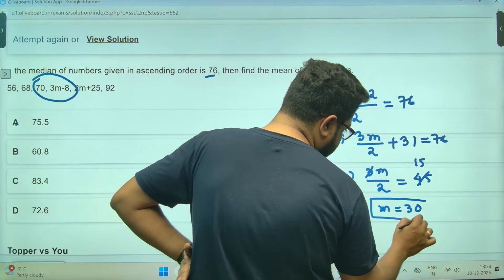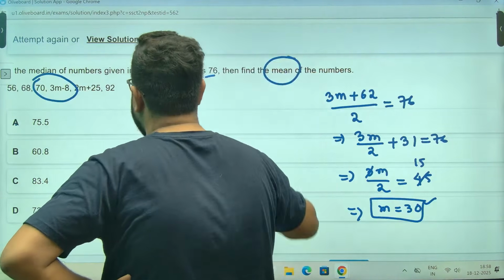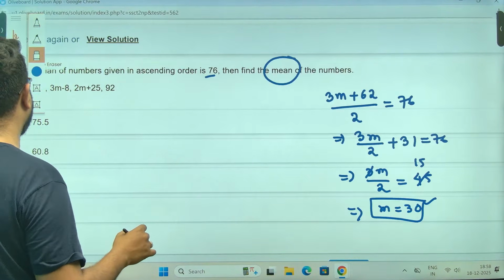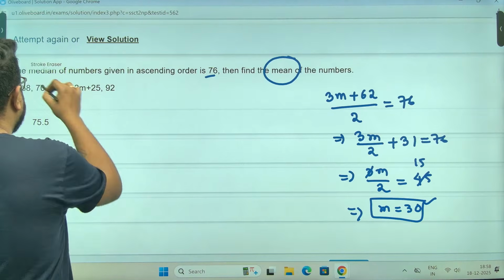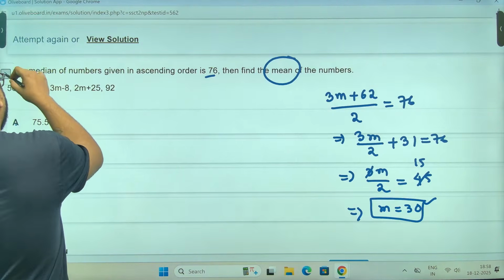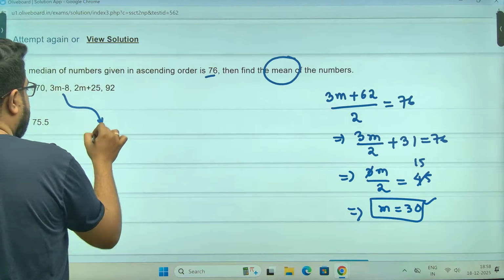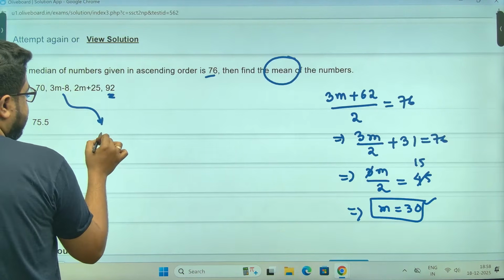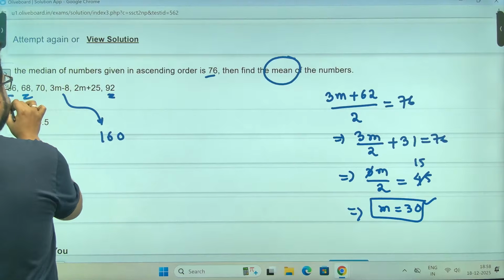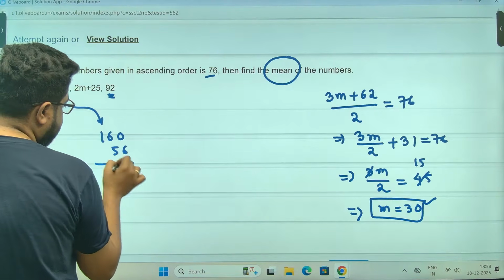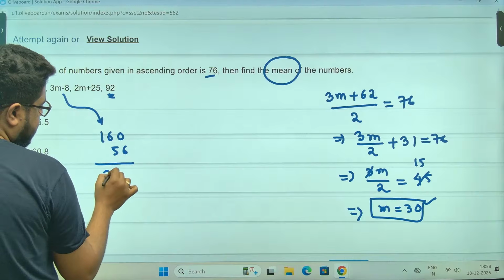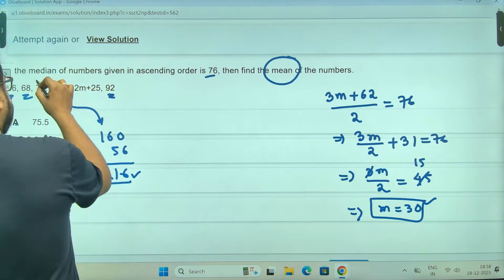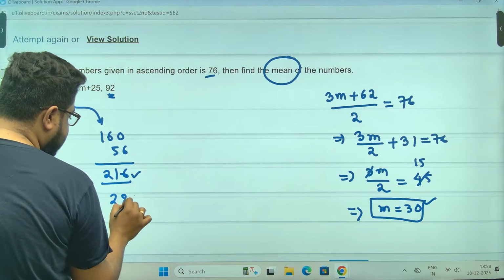Don't put the value of m in the calculation yet, because they are asking for the mean. I will figure out the mean normally. Normally, let's figure out the total. So that is, sir, 68 and 92. So 90 and 70, 160, plus 56. 160 and 56 is 216, sir. 216 plus 70, 286.